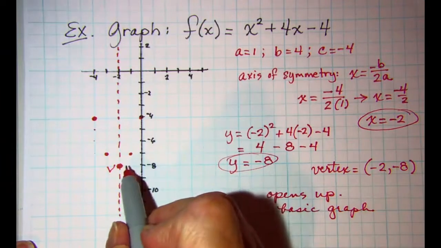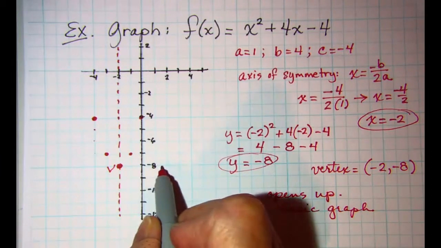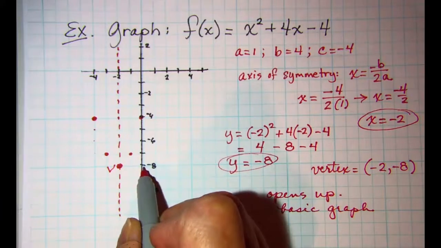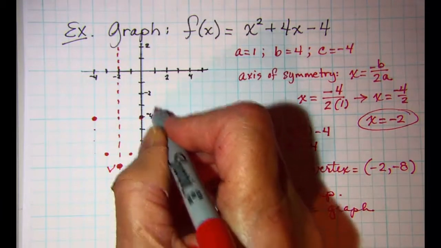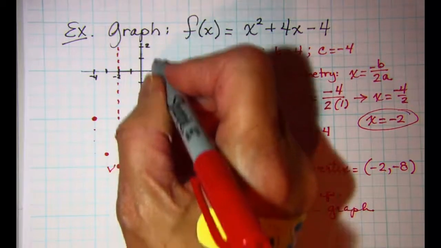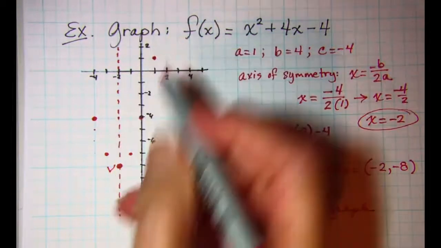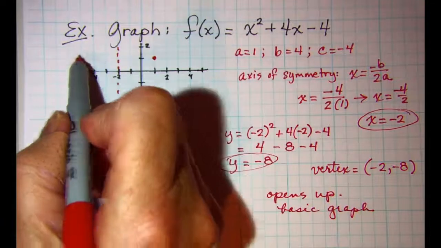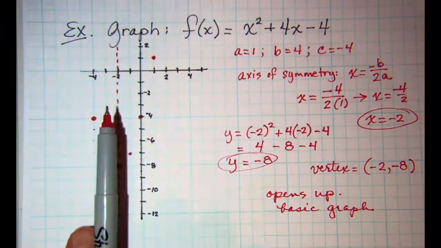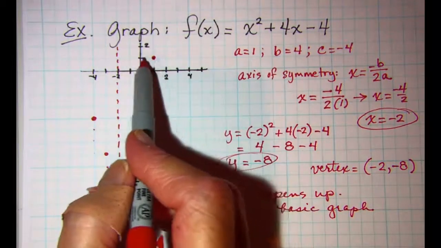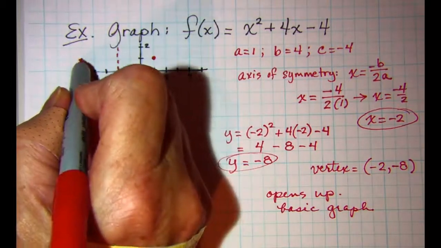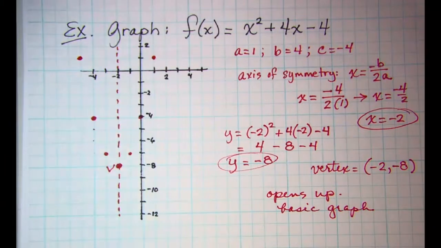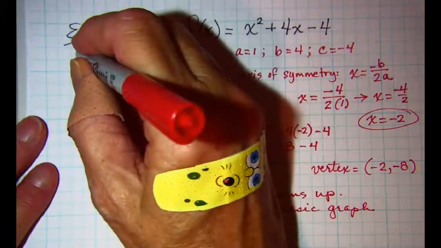I could go right 3, I'd have to go up 9. 3, up 9. 1, 2, 3, 4, 5, 6, 7, 8, 9. That would put me right here. And then I know that my axis of symmetry, I can just reflect this point 3 units to the left of my axis. So this point is also going to be on my parabola. So let's draw our curve.